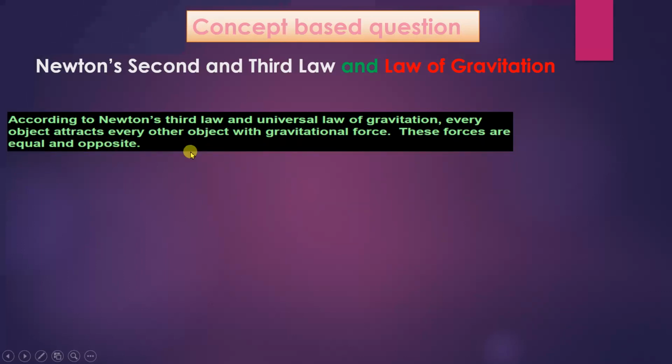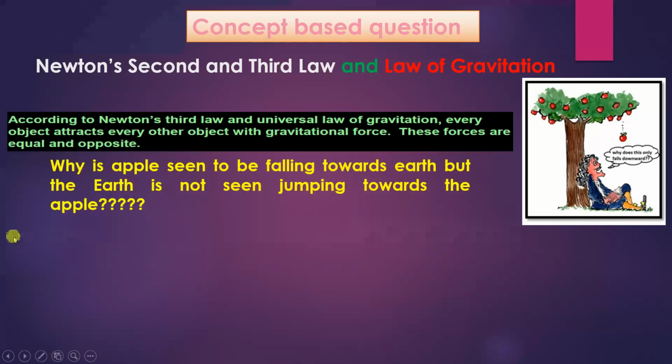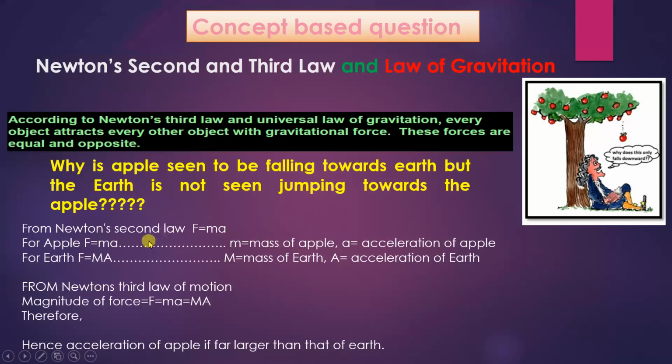Okay. Now think of the problem that an apple is falling towards earth. We have seen that whenever the apple is seen falling towards earth, we are not able to see the earth jumping towards the apple. We have learned that the gravitational force is a mutual force, equal and opposite force. Then why is the earth not moving towards the apple and we are only seeing the apple falling towards the earth? For this, let's clear this.